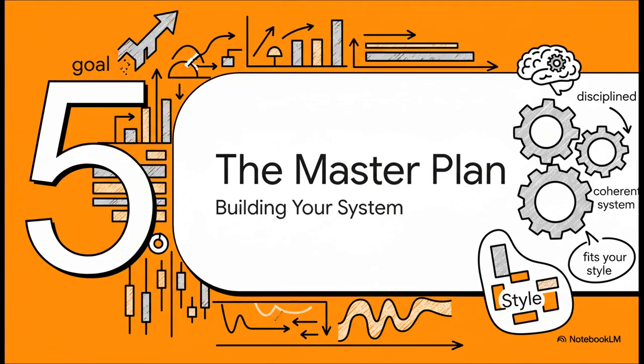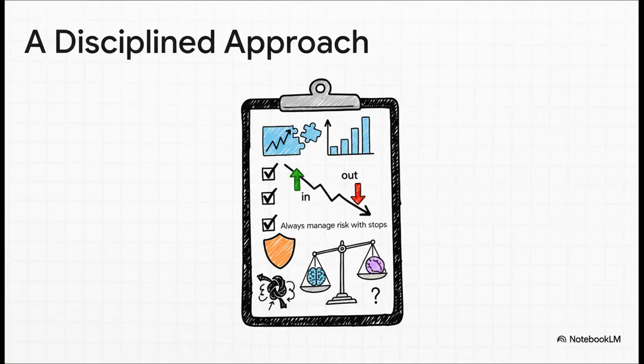And all of this brings us to the final, and honestly, the most important part of our toolkit, building your master plan. See, the goal isn't to find one magic pattern or one perfect indicator. The real skill is in combining all of these different tools into a disciplined, logical system that actually works for you. This slide really brings it all home. It's about using multiple tools to confirm what you're seeing so you don't act on a single flimsy signal. It's about having non-negotiable rules for when you get in a trade and, just as important, when you get out. It means always managing your risk.